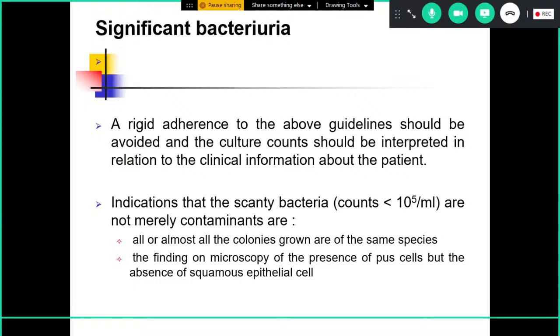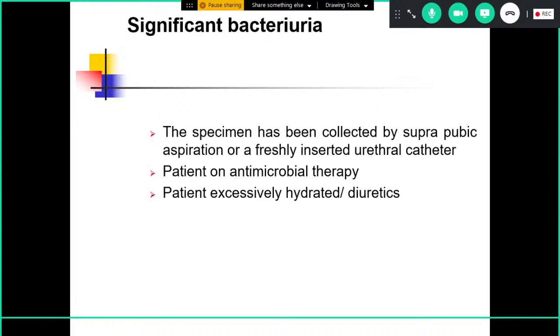The findings on microscopy of pus cells but absence of squamous epithelial cells. This also I told you just now, that if you see pus cells but there are no squamous epithelial cells, it is likely to be significant. The presence of squamous epithelial cells indicates contamination. The specimen has been collected from suprapubic aspiration or freshly inserted urethral catheter. Patient on antimicrobial therapy, which will be the case in almost all the patients who are admitted, and a patient excessively hydrated or on diuretics.